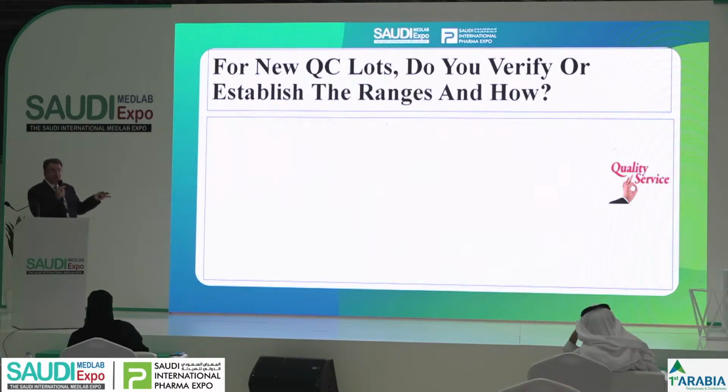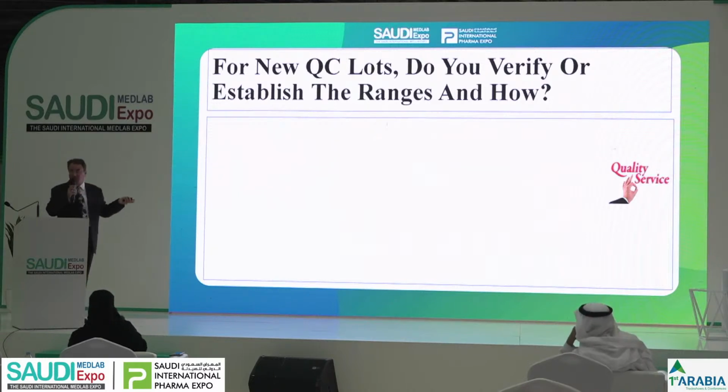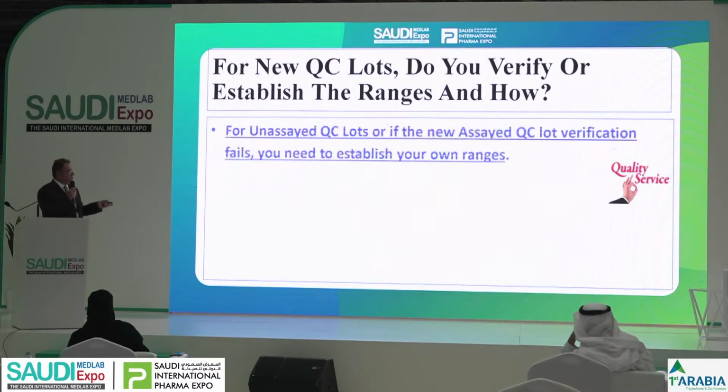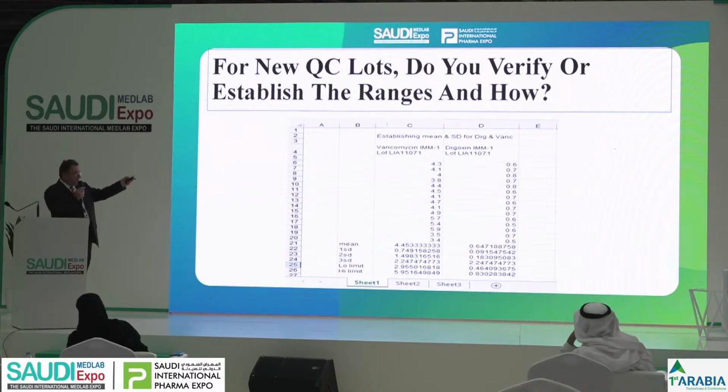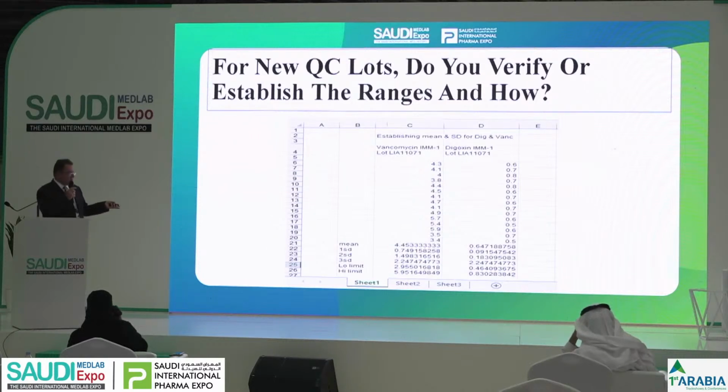How do you do the establishment? The old-fashioned way. You run 10, 15, 20 times, then you calculate the means and the SDs, and then you calculate your range for 1 SD, 2 SD, and 3 SD. Okay? And this is an Excel sheet that you can use to calculate your ranges if you are establishing the QC range. As you can see, you can calculate the mean, 1 SD, 2 SD, and 3 SD.